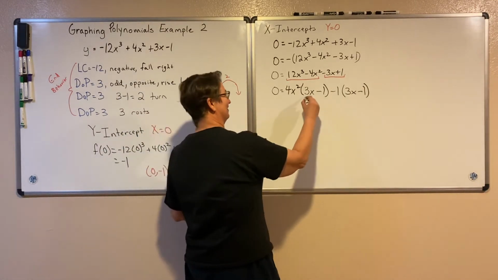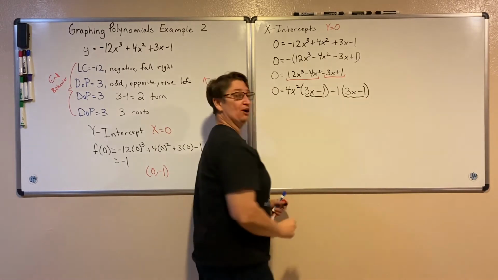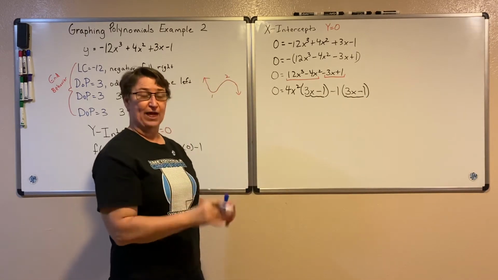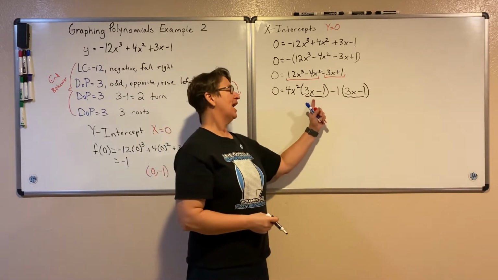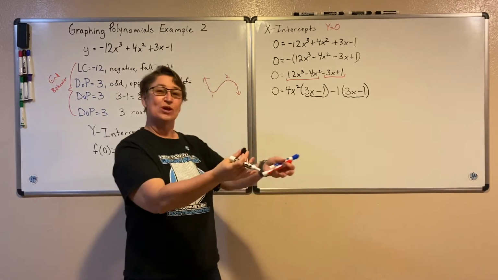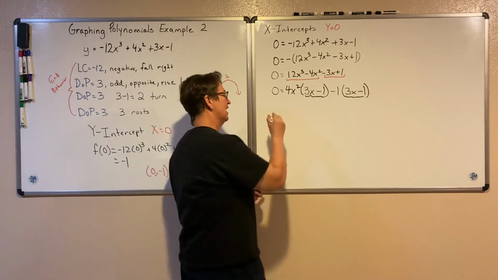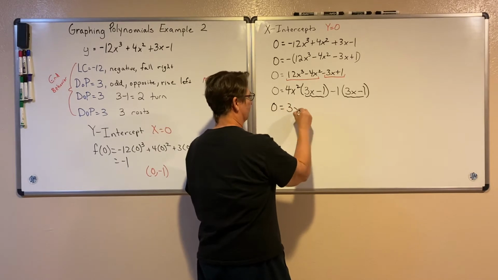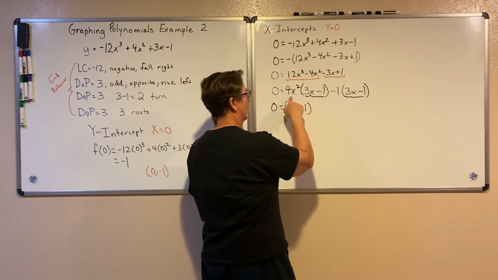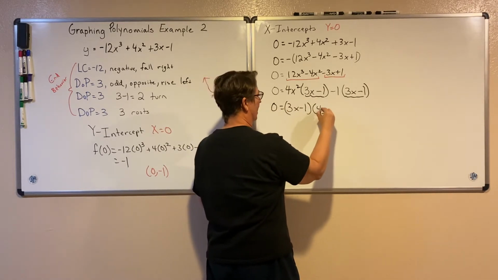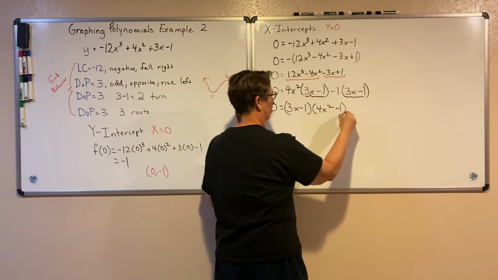I go, hey, look, they match. It's really good when they match. Because when they don't match, then we get really sad. We'll do that in a later video. But right now, they match. Yay! So we can factor out that 3x minus 1 from both of those terms. And it leaves us with 4x squared minus 1.